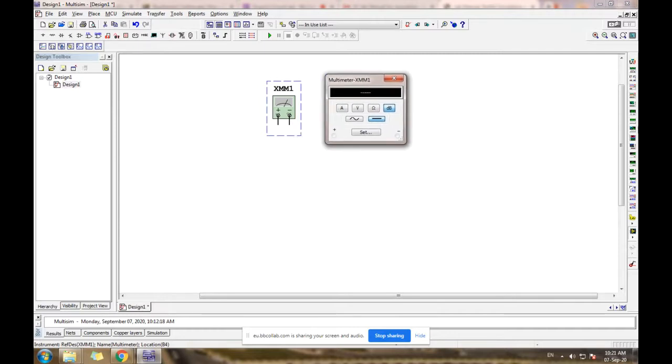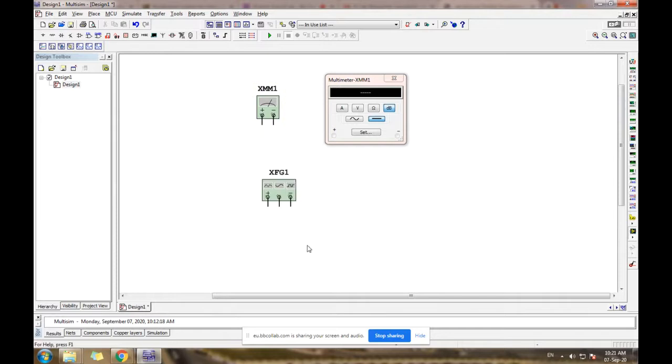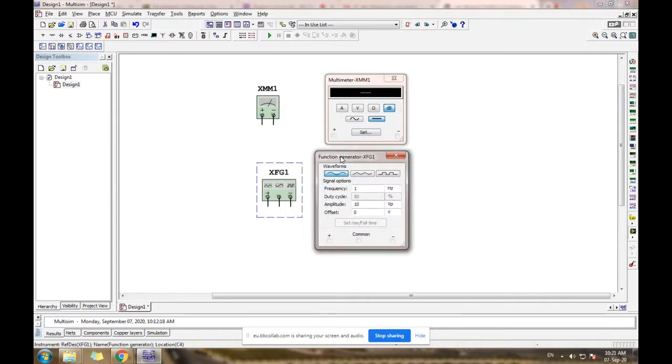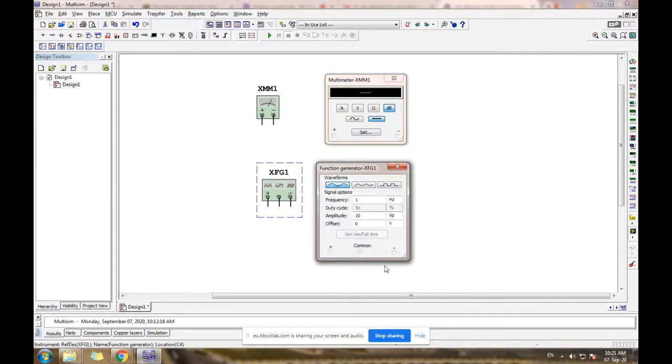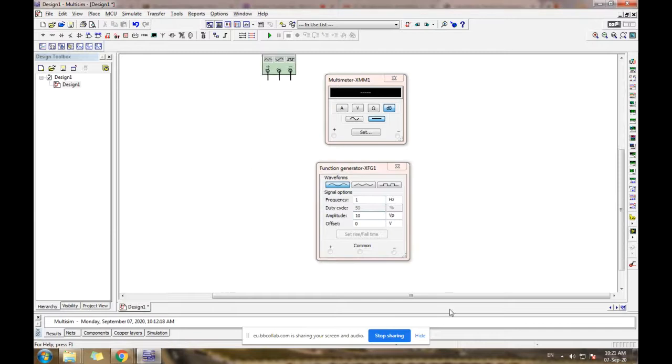Similarly, see this one. This is the function generator. If you double click it, this function generator will generate a function. It can generate a sine function, a triangle function, or a square function with any frequency and any amplitude as per your specification.